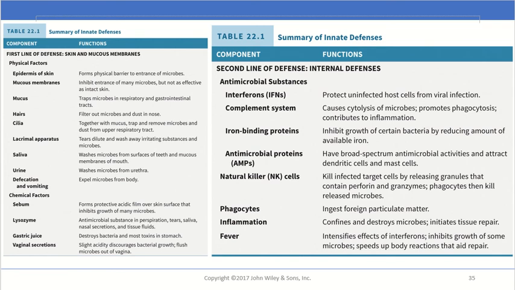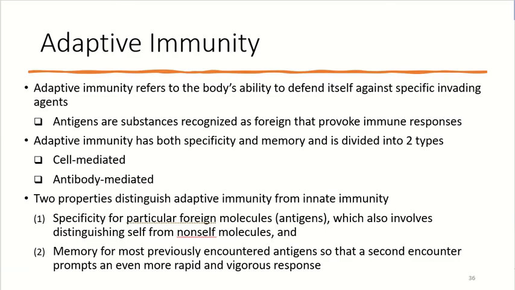So here we have a nice little table summarizing the different types of innate defense that we have, both internal and external.